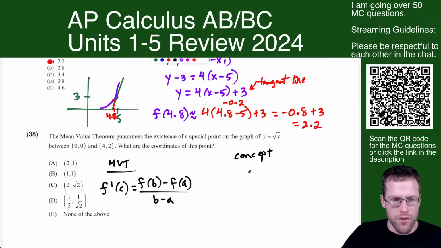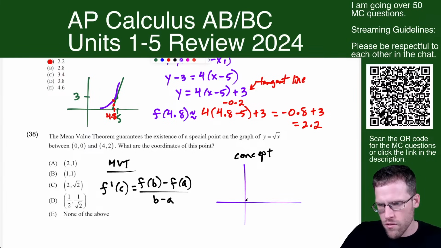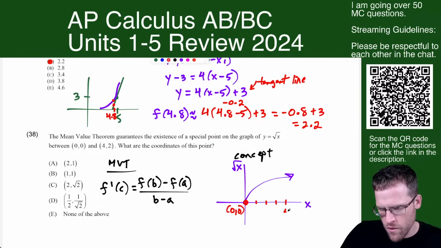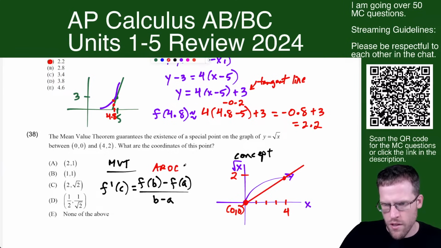And if you want to be good at theorems, I would draw the theorems out to really get a strong understanding. So I'm going to sketch square root x here. And we're going from 0, 0 to 4, 2. So here's 0, 0. And then 4, 2, we'll say is like 1, 2, 3, 4, and then up 2. So what we're finding here is the average rate of change. And this side is the instantaneous.